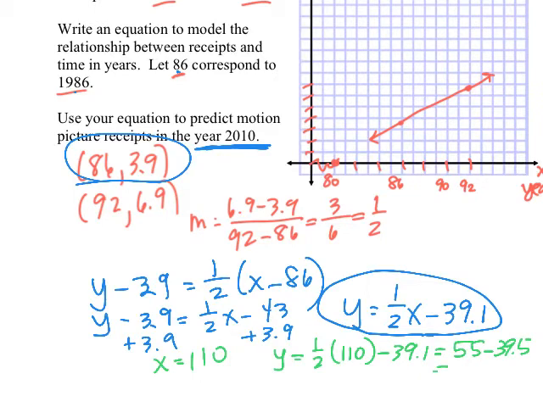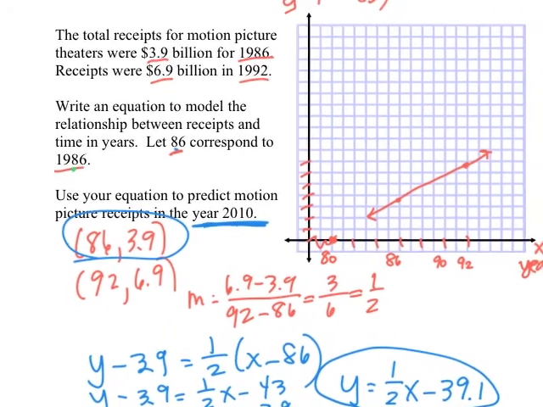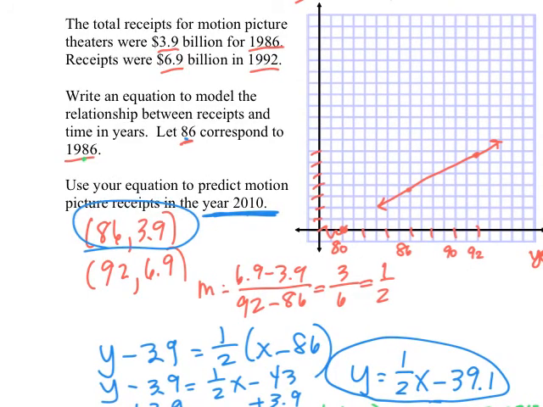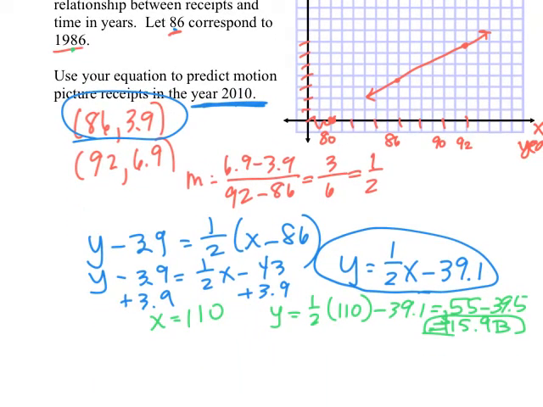So y equals 1/2 times 110 minus 39.1, which is 55 minus 39.1. And our receipts in the year 2010 will be 15.9. And remember, this is in billions. Some of the hard part about using time, if you pick your x value starting, you've got to understand what your x represents. But that makes a lot of sense if you had 3.9 billion in 86, 6.9 billion in 92, that means in 2010 it went up pretty quick, and you're at 15.9 billion.